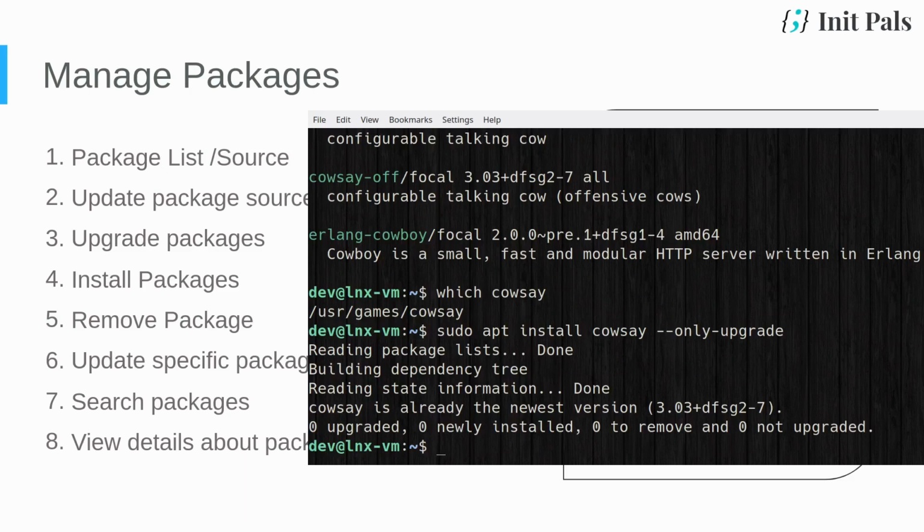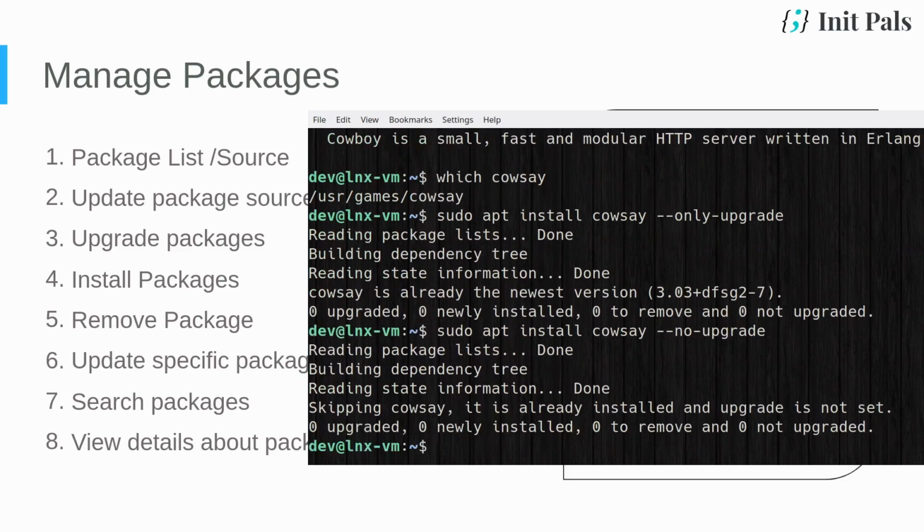If you want it the other way around, that is, if the package is already installed, you don't want to upgrade it, but if the package is not installed, you would like to install it, then the command is apt install the package name --no-upgrade. Okay.